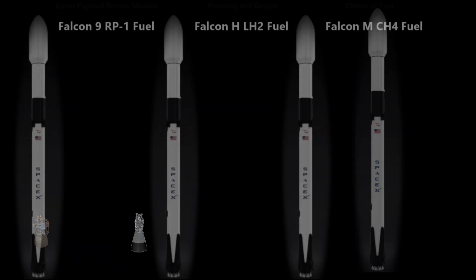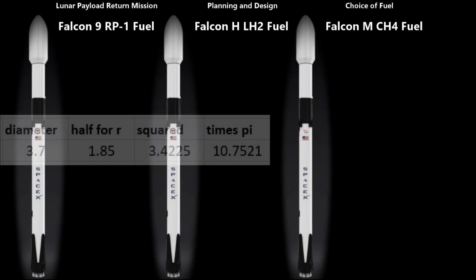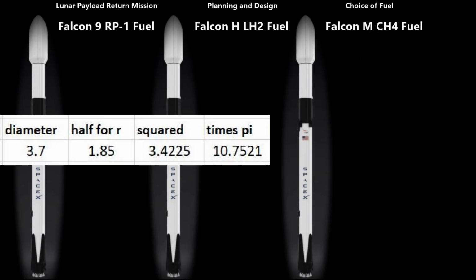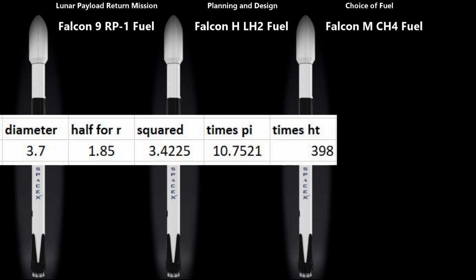We can estimate the volume of the first stage tanks. A diameter of 3.7 meters gives us an area of 10.75 square meters. Times, say, 37 meters, taking some height off the bottom for the sea-level engines, and off the top for the avionics and battery pack. And we get 398 cubic meters of volume. We need to leave room for the helium pressure vessels, downcomer, and other structural components inside the tanks, including ullage.